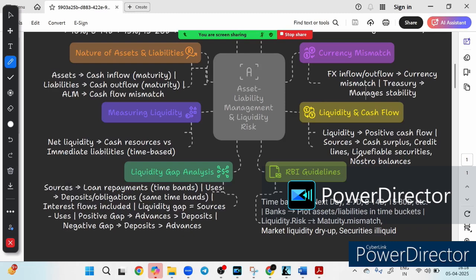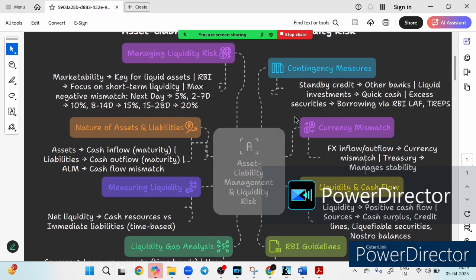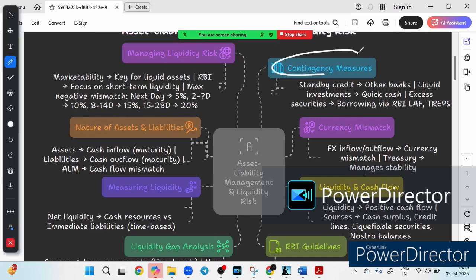Some of the key sources of liquidity are cash reserve, credit line, liquefiable security, and the nostro balance. Now, what about the contingency measures? Here you can see. Let me show you. In the top right side, you will see contingency measures.